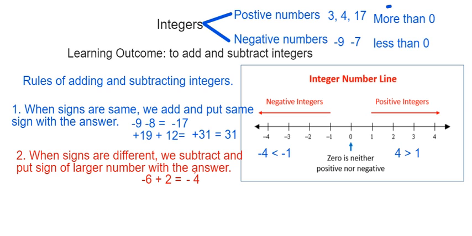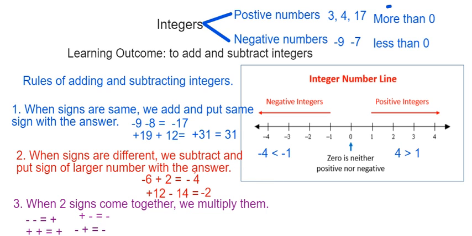Let's solve another example to understand it. Let's say it's 12 minus 14. Now there is no sign with 12. It's understood that it is positive 12. The sign before 12 is plus. In this equation again we have two different signs. It means we will subtract. 14 minus 12 is 2. The sign with the larger number 14 is minus, so we will use minus with the answer. Our answer is negative 2. I hope it's clear now.